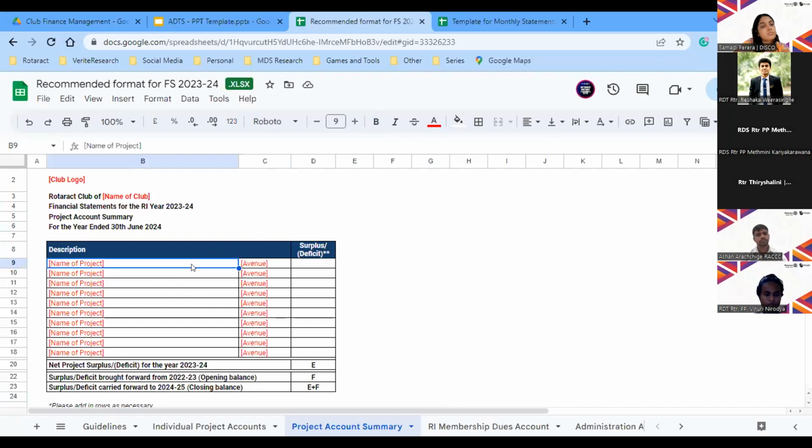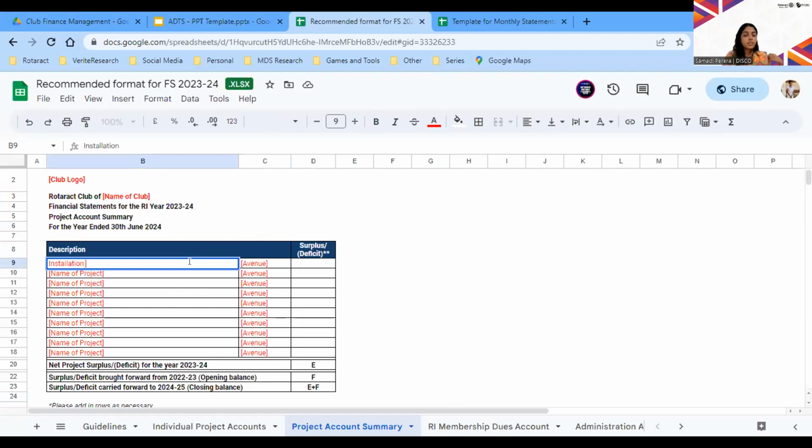So, installation, you can put installation ceremony, and then the avenue is club service, and then you made a profit of 100,000. Then another project, which is professional development, PD, and let's say it made a loss of 10,000. That you will put as a negative amount, and so on and so forth. Then you come to the net project surplus or deficit for the year, which is basically the sum of all these values. So you get the total here.